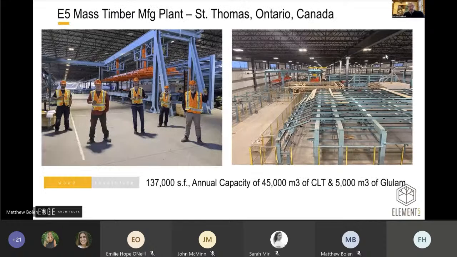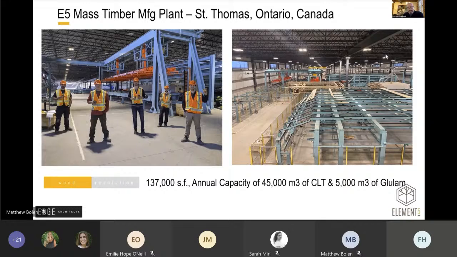Thanks, Matt. So just a little bit of information about Element 5. We were founded in late 2015, and we had our first plant, which is located in Quebec, about an hour due east of Ottawa. And over the last 3 years, we produced about 40 projects so far, small to medium-sized projects, but built a good relationship for us and did some wonderful projects.